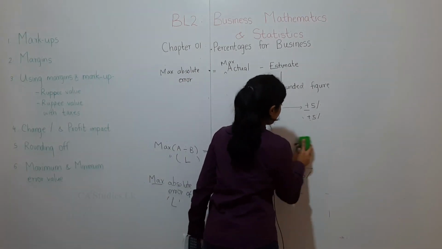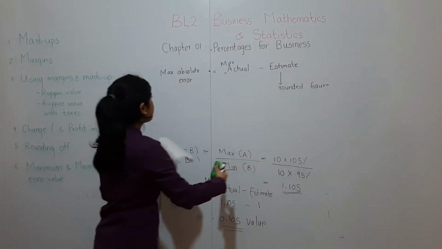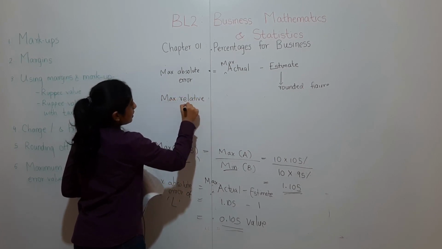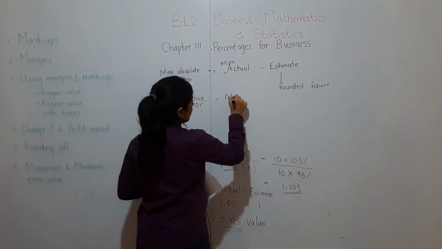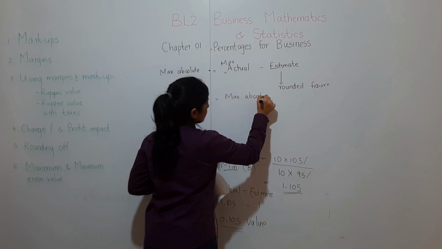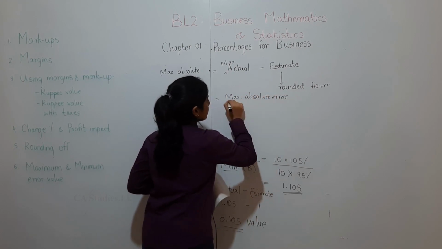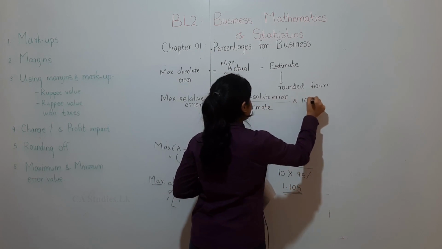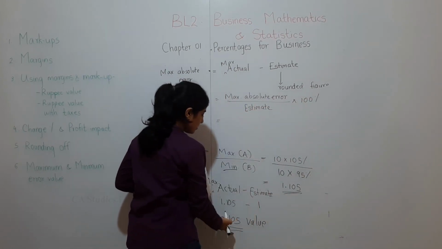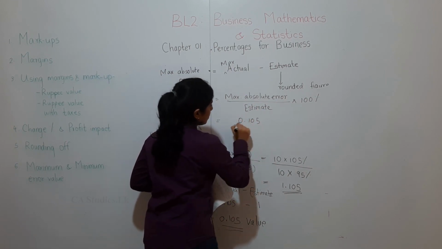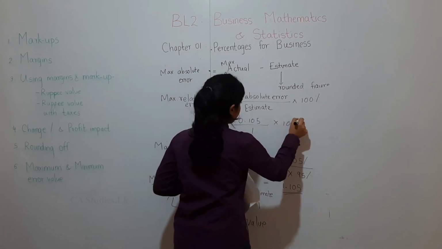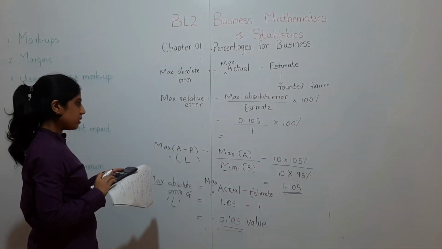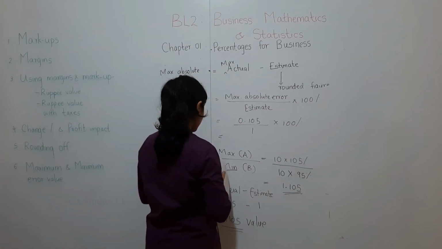So your maximum relative error will be, what's the formula again? Remember, maximum relative error equals maximum absolute error divided by estimate into 100. Fine. So your absolute error is 0.105. Your estimate is 1 into 100. How much? You get 0.105 into 100%, which is 10.5%.